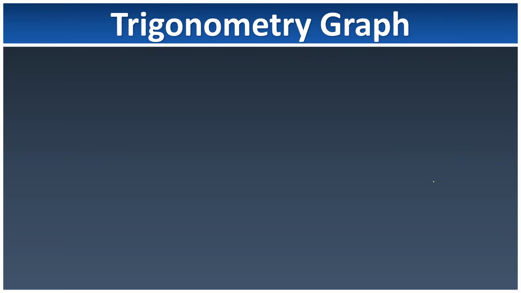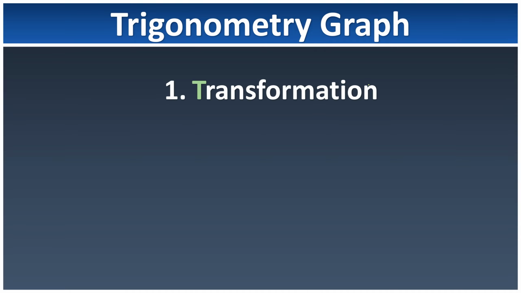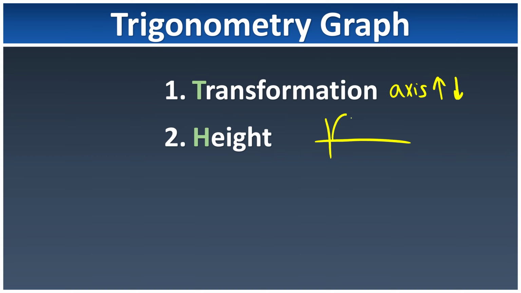Let us learn how to draw any trigonometric graph in 4 baby steps. Step number 1 is transformation of axis. We're going to shift our axis up and down depending on the question. Step number 2 is we want to know how tall or how deep our wave is, meaning the distance from the axis to the maximum and minimum point of the wave.